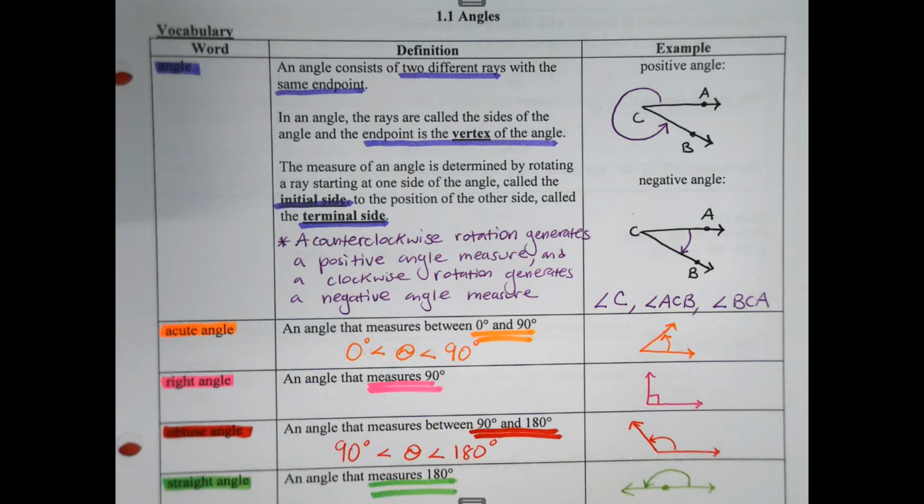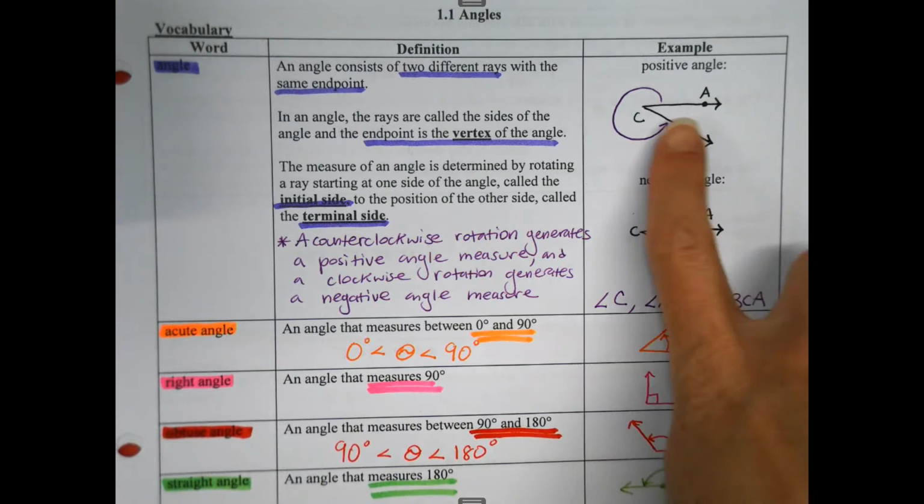The measure of an angle is determined by rotating a ray starting at one side of the angle, called the initial side, to the position of the other side, which is called the terminal side. A counterclockwise rotation generates a positive angle measure, and a clockwise rotation generates a negative angle measure. So in our two examples here, we have a positive and a negative angle.